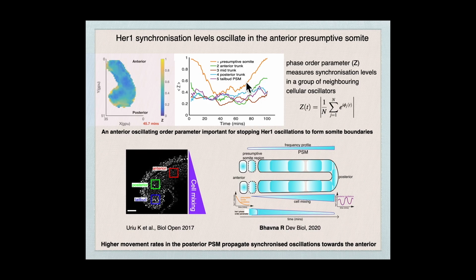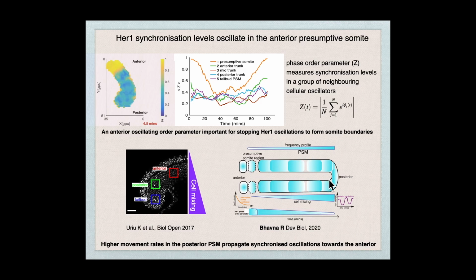Here we can see that the phase order parameter can take a value of 1, which occurs when all of the oscillators have similar on or off timing states, and the cell movements in this region are very low. On the other hand, in the tailbud and posterior PSM cells, the oscillators tend to have higher velocities, and this could actually help them to exit that zone at a faster rate.